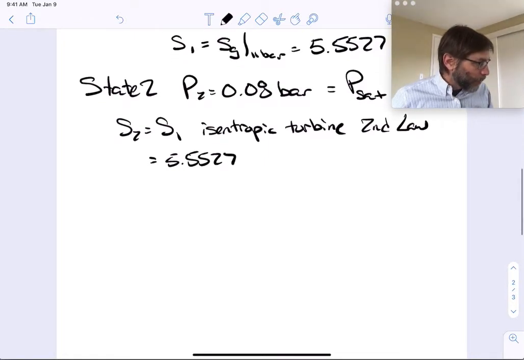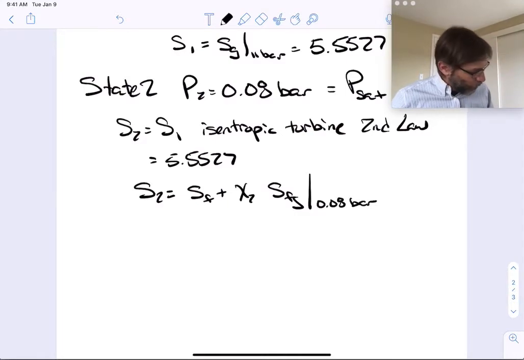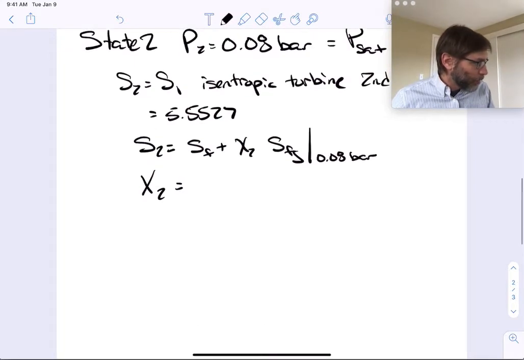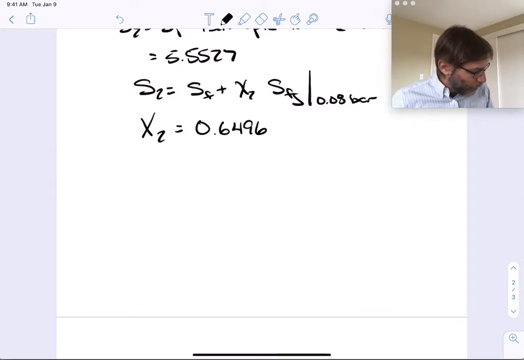So then we know this is equal to 5.5527. And so S2 is equal to Sf plus X2 times Sfg at 0.08 bar, which you can look up in the table, and we get X2 is equal to, you guys can look this up hopefully, 0.6496. I'm not going to write out all that stuff, but you get this for your quality.